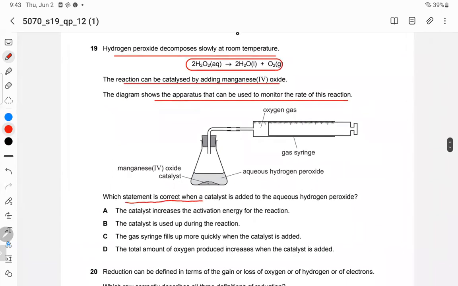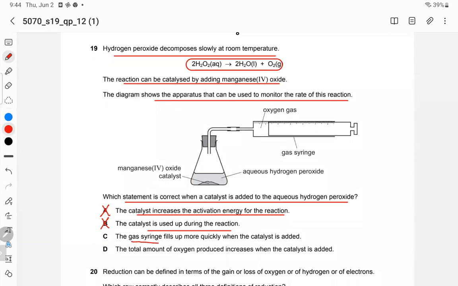Which statement is correct when a catalyst is added to aqueous hydrogen peroxide? The catalyst increases the activation energy for the reaction. Is this statement correct? No, sir. It decreases the activation energy. Yes, so A is wrong. The catalyst is used up during the reaction. Is this statement correct? No. The catalyst remains unreacted.